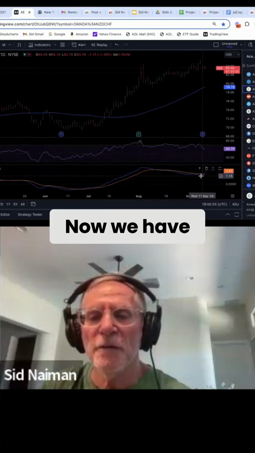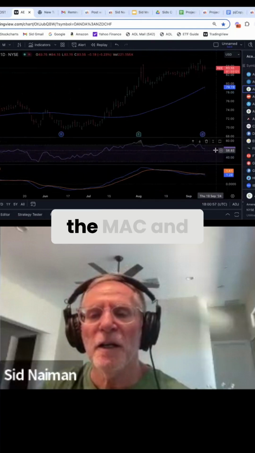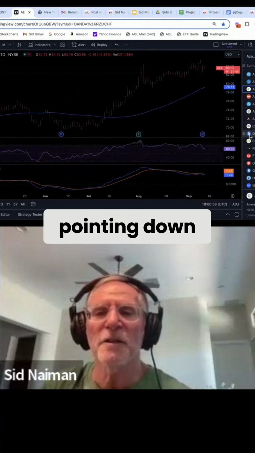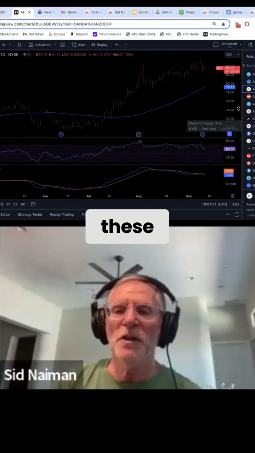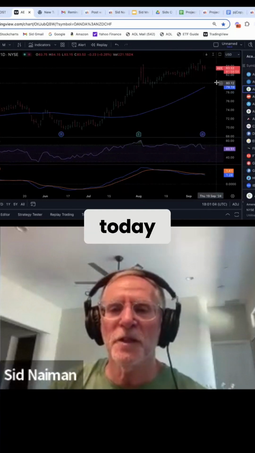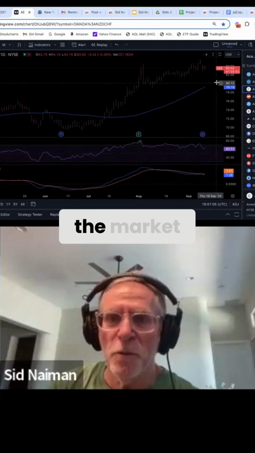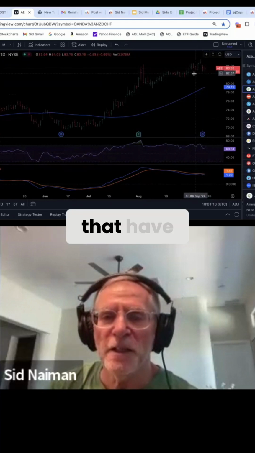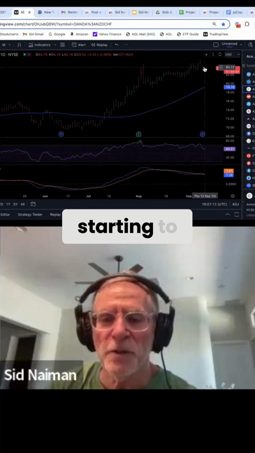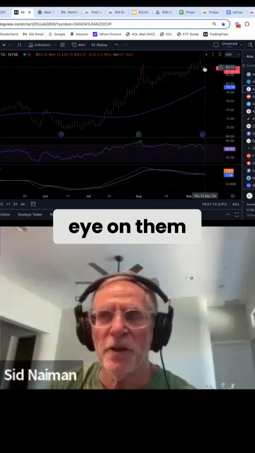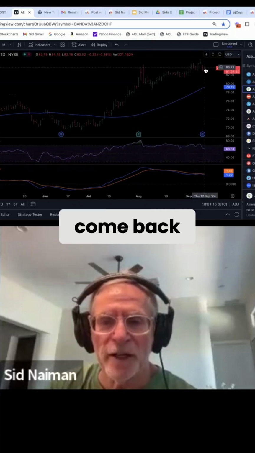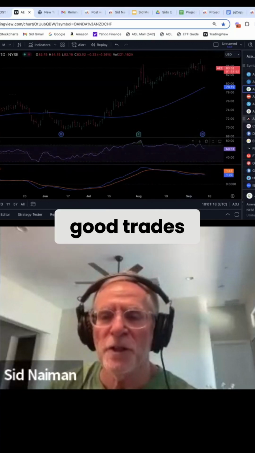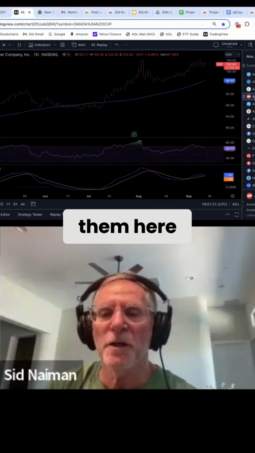AEE. Now we have the point down on the MACD, and RSI slightly pointing down again. Again, remember on these overboughts, we have the market going up today. So a lot of the market movement, even the overboughts may still go higher. These are the ones that have gone high enough or now they're starting to reverse. So we'll keep an eye on them because when the market starts to reverse or come back, these will be really good trades. So that's why I'm looking at them here.